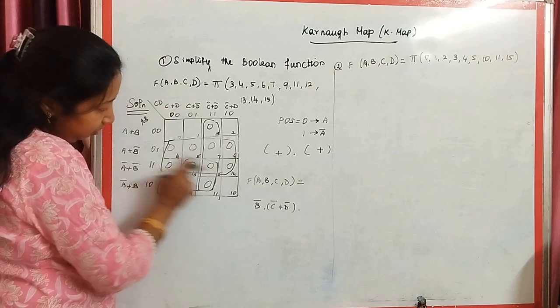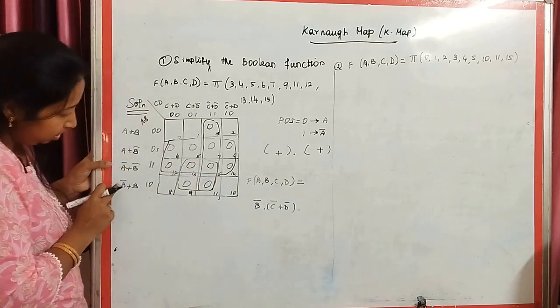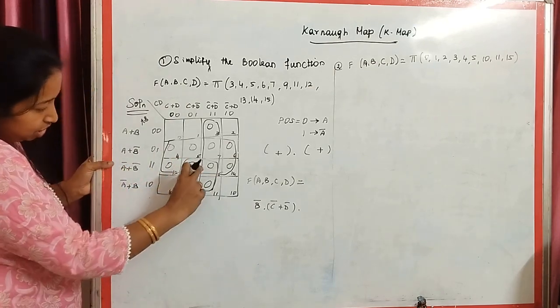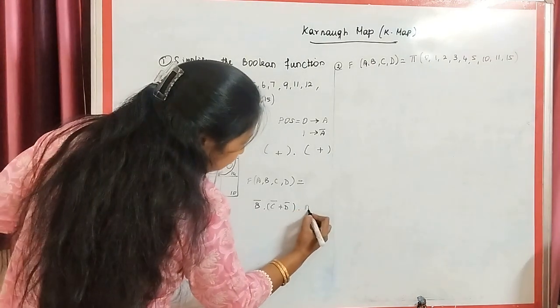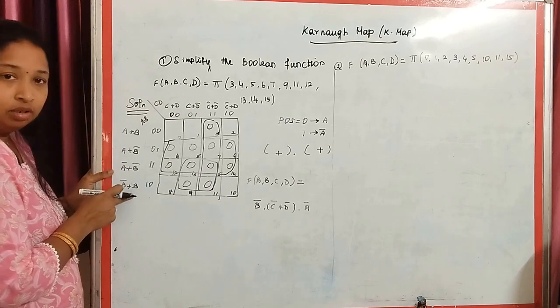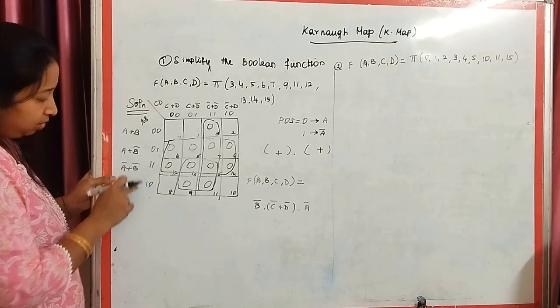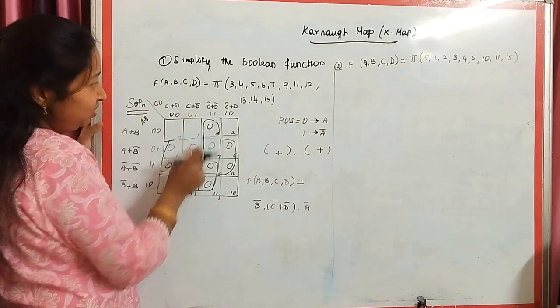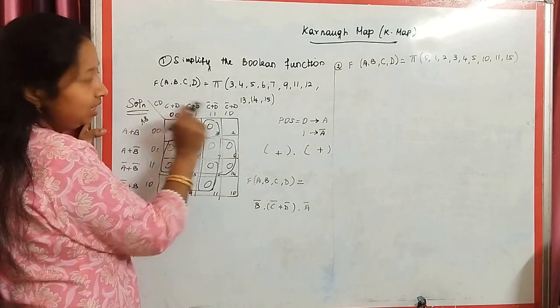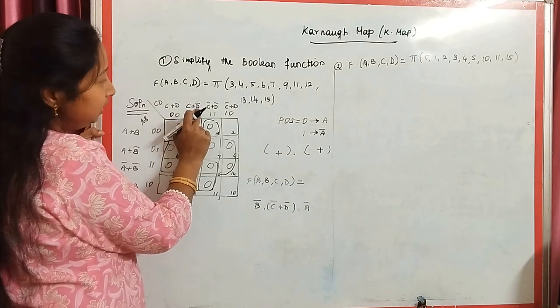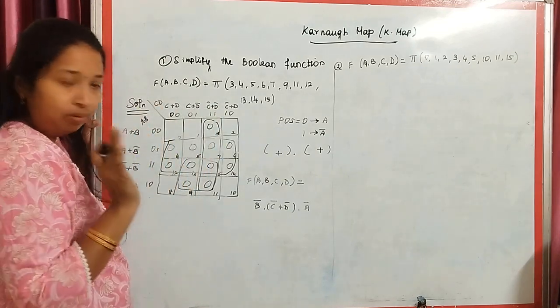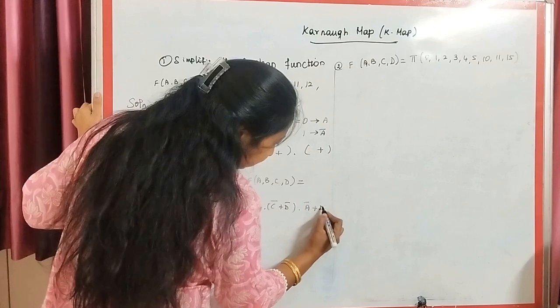Now let's take this quad. For this square, which is common here, the first term is A bar, so it is common. So let me write A bar. Is the second term common? No, the second term is not common, so let me ignore it. Now take the horizontal, which is common here. The first element is C, here it is C bar, it is differing, so I cannot take the first term. Take the second term: here it is D bar and D bar. D bar is common, so I'll write plus D bar.